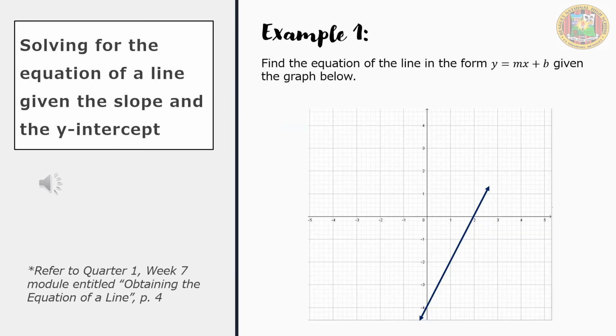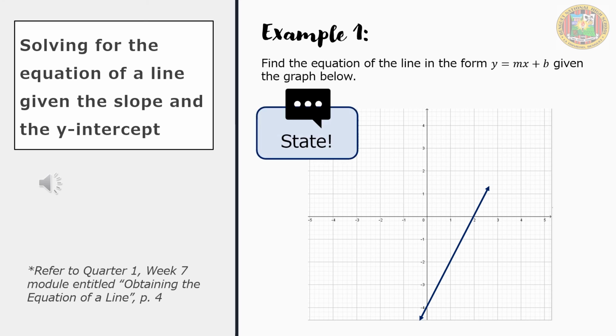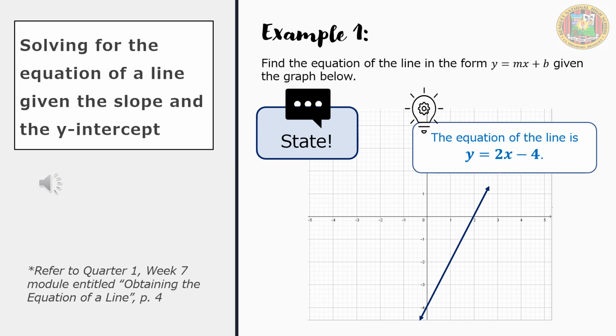Let us now state the conclusion of this problem. Given this graph, the equation of the line is y = 2x - 4.